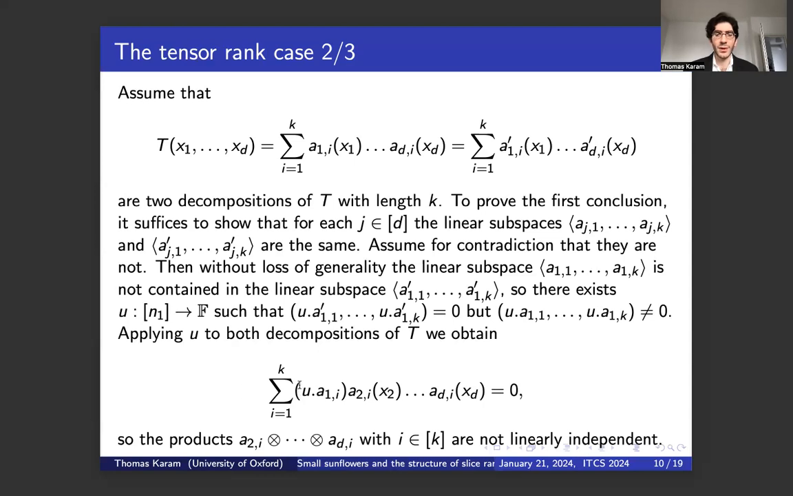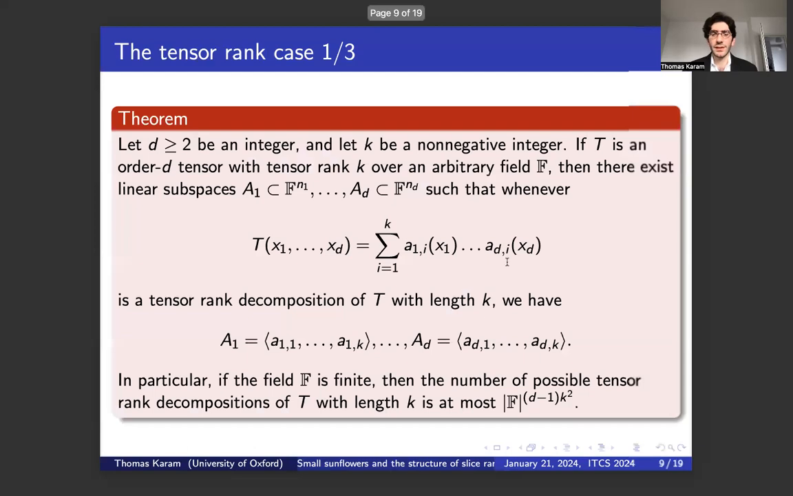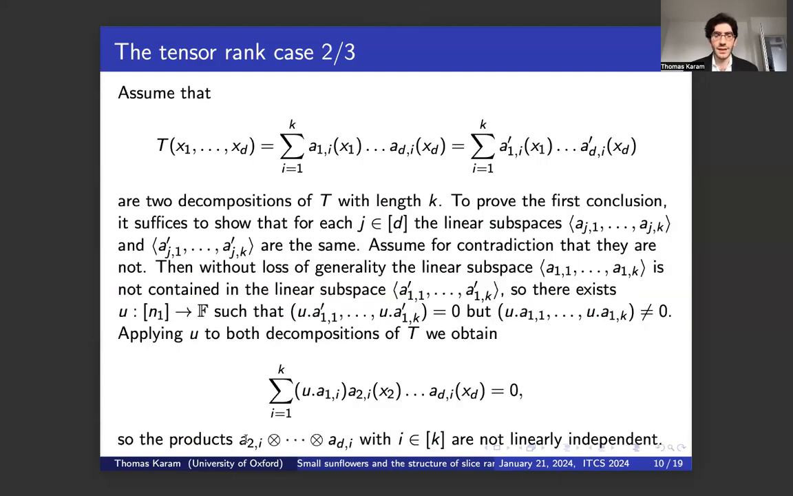And because all the parenthetical coefficients are non-zero, this means in particular that all the products a2i times a3i times up to adi are not all linearly independent. And this contradicts that the first decomposition at the start is a minimal length decomposition. So that's the first conclusion. And the second one, the one we had at the bottom of the slide, why the number is at most that, as I explained a few minutes ago, that's because once you've determined the products a2i times a3i up to adi, then this determines the functions a1i because of this linear independence.